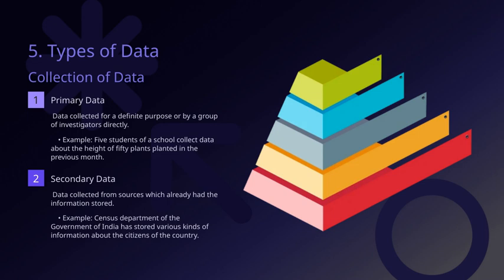For instance, think about the Census Department of the Government of India. They have stored a vast amount of information about the country's citizens, which researchers can use without having to go out and collect it all again. Both types of data are important, but they serve different purposes. Primary data gives us fresh, specific insights, while secondary data can save us time and effort by providing already available information. Understanding these differences helps us choose the right approach for our research or analysis, aligning with the overall goal of making informed decisions based on accurate data.